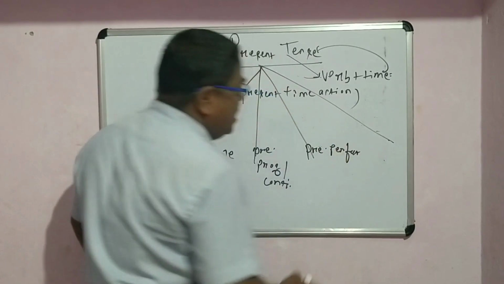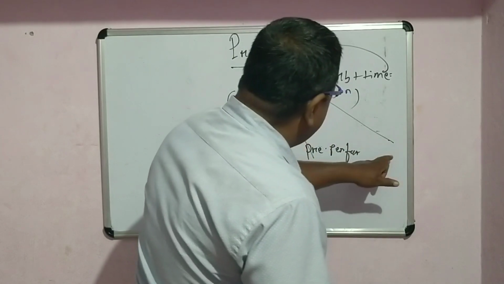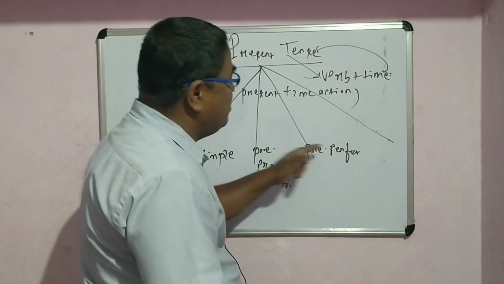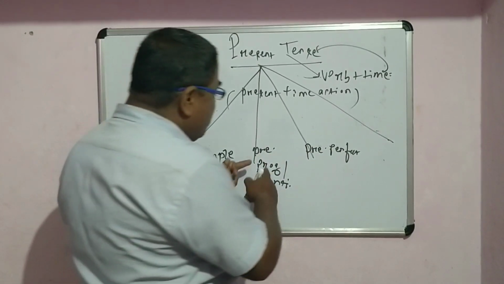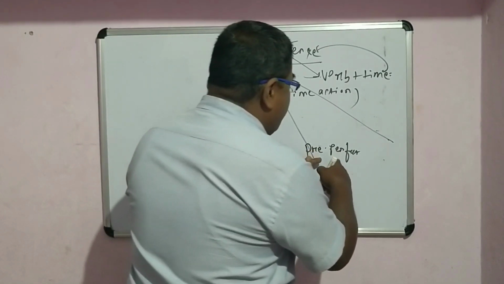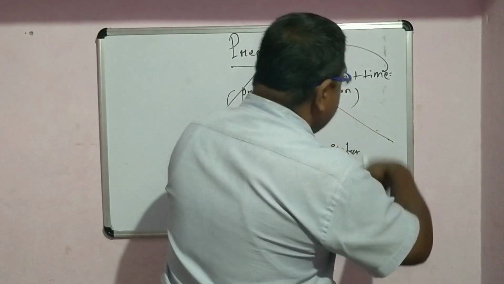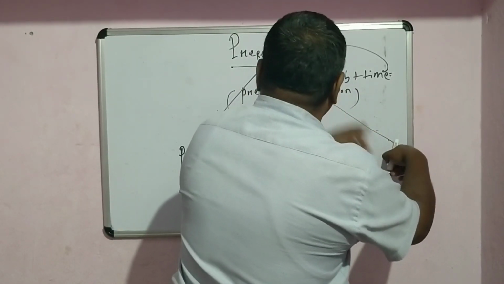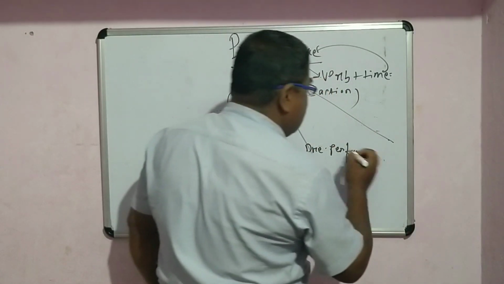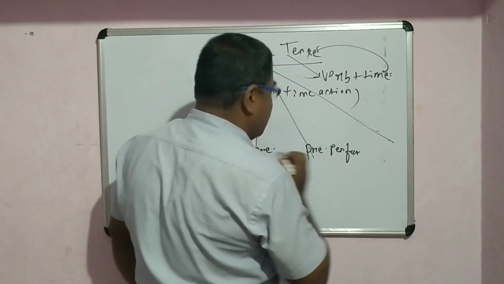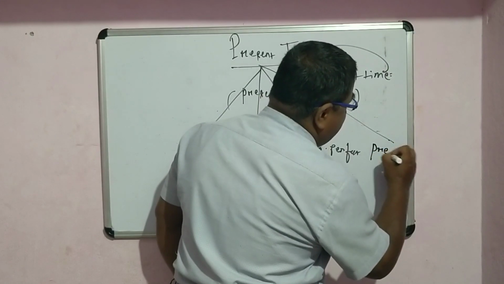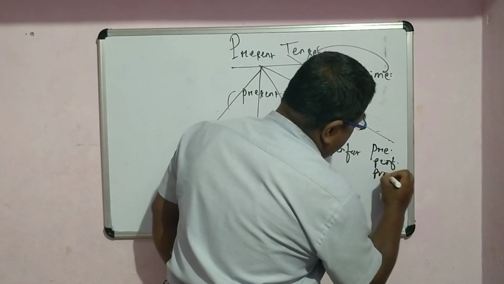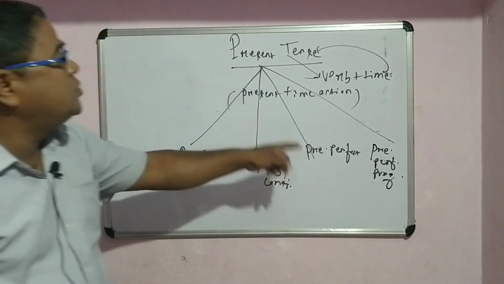And number four, a present form is created by combining present progressive and present perfect. If you combine present progressive and present perfect, you produce another form of the present tense, that is the fourth form of present tense. It is called present perfect progressive. So here we have the four forms of a present tense.